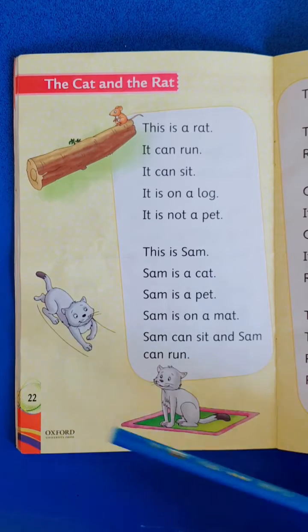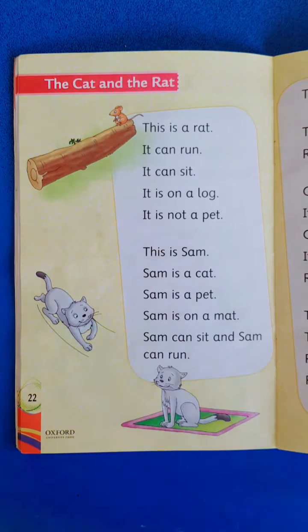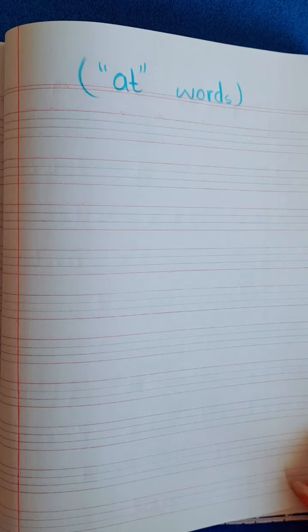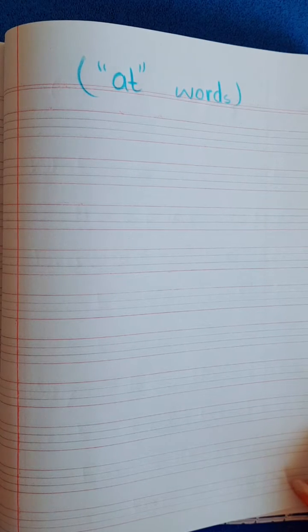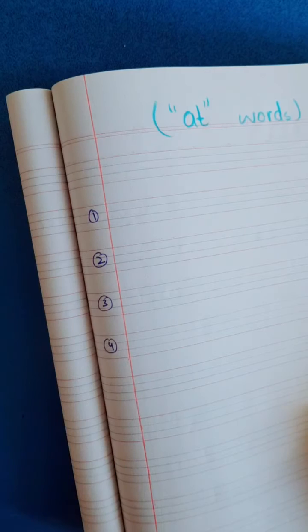Sam can sit and Sam can run. Dear kids, now it's your turn to read book page number 22. And also write 80 words in your homework copy.